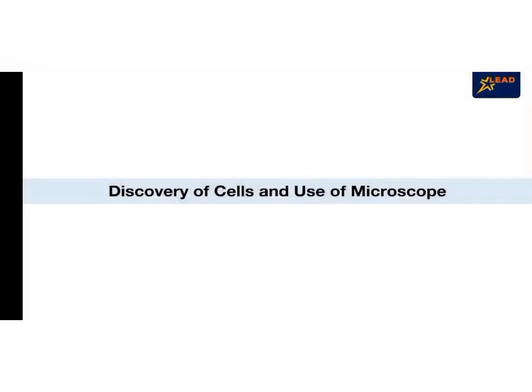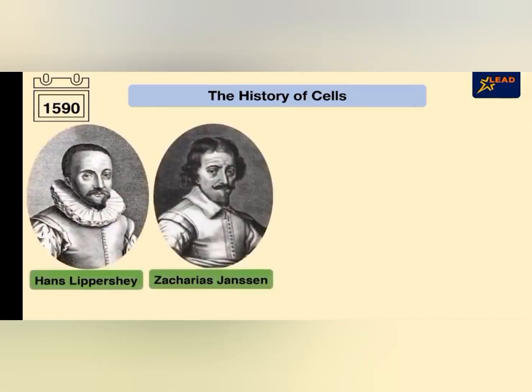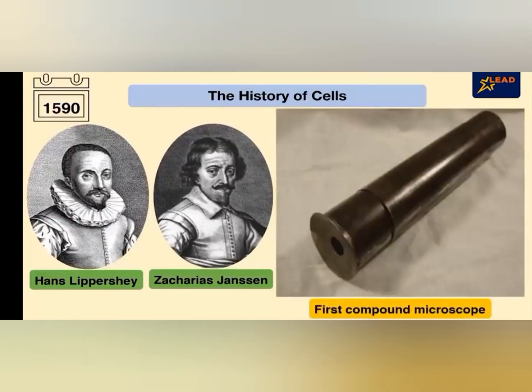Hello students! In this video, we will learn about the discovery of cells and the use of a microscope. Long before cells were even discovered, in early 1590, Hans Lippershey and Zacharias Janssen were the scientists who invented the first simple form of the compound microscope.